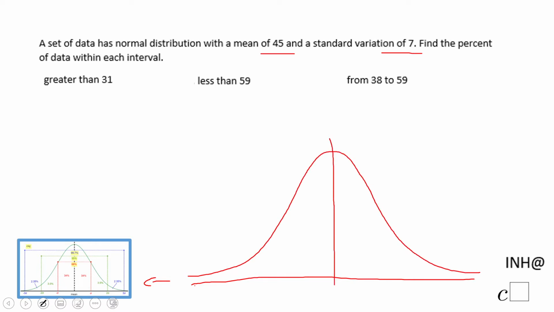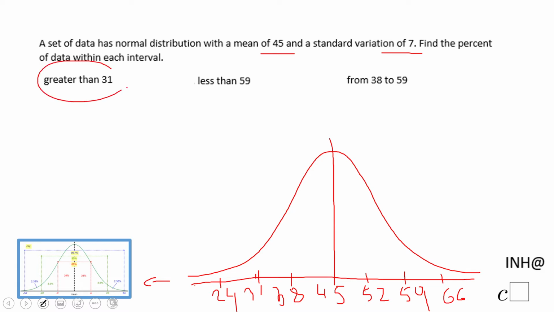Here in the middle, we're going to put the mean, which is 45, and then we're going to add 7. We get 52, that is 1 standard deviation, 59, 2 standard deviations, 66, 3 standard deviations. We're going to do the same to the left: 38, if we subtract 7, 31, and 24.